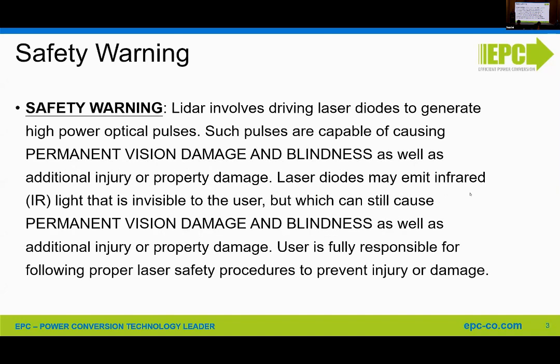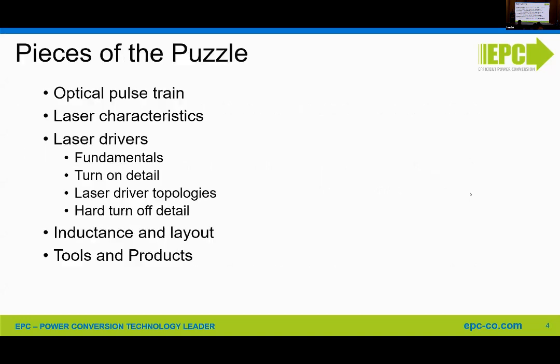Just a reminder to everybody that lasers are dangerous. You can damage your eyes. So please take all of the eye safety requirements necessary.